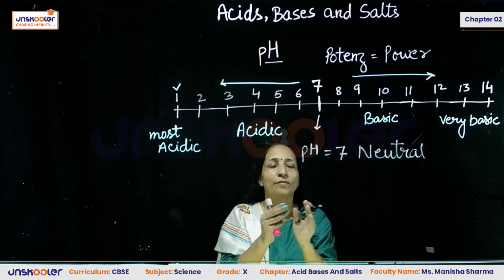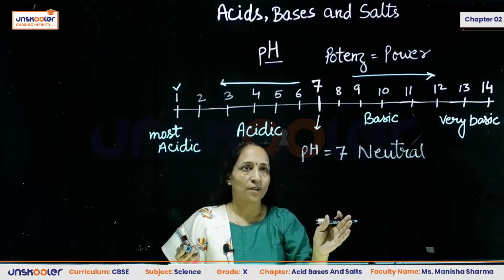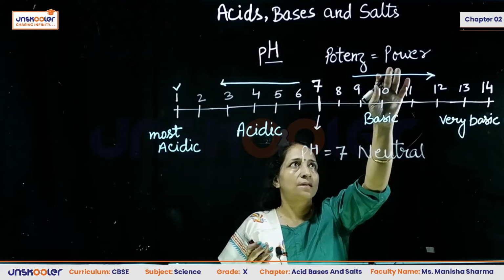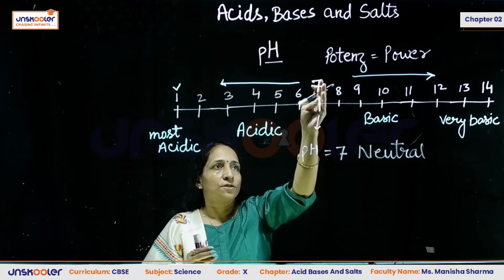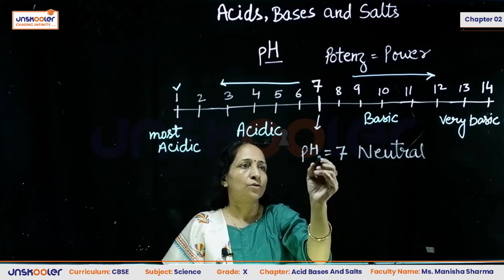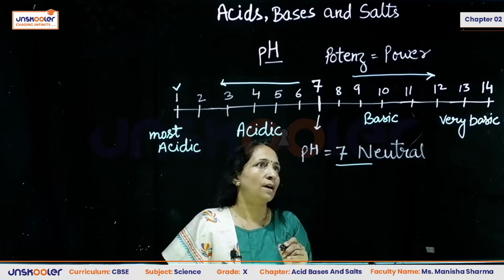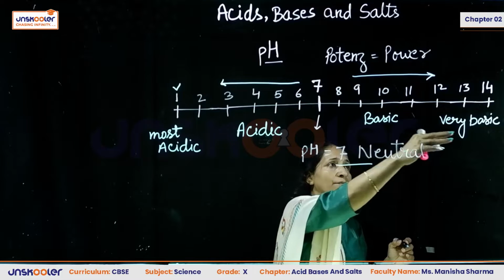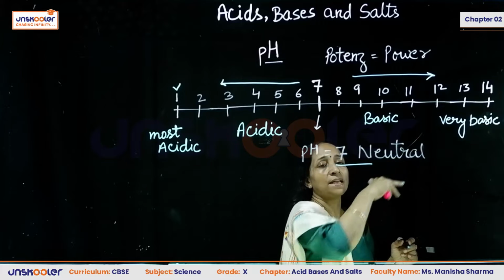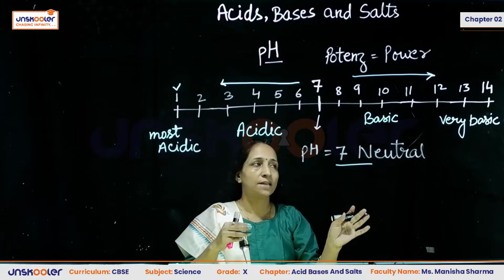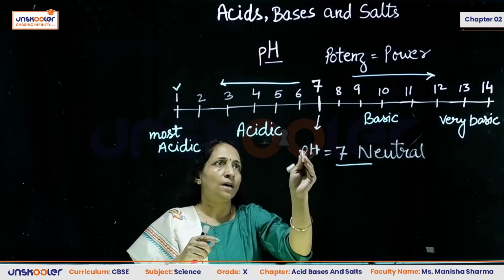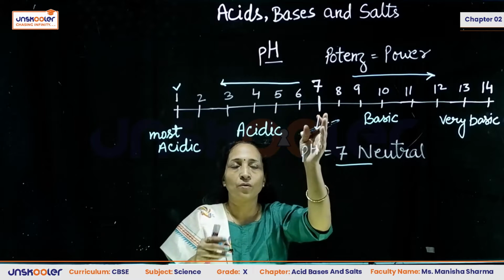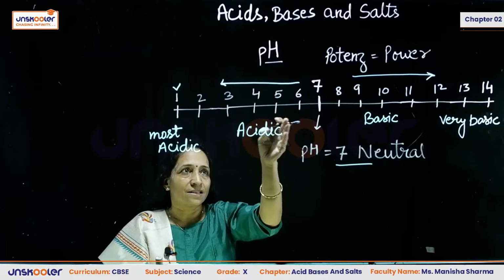So this is how we measure the pH. This is how we represent it, and potenz, as I told you, means power and it is a German word. And look at the pH: pH 7 is what? Neutral. And if it is more than 7, then basic. And if any substance shows a pH of 14, that means it is very basic in nature, or alkaline in nature.